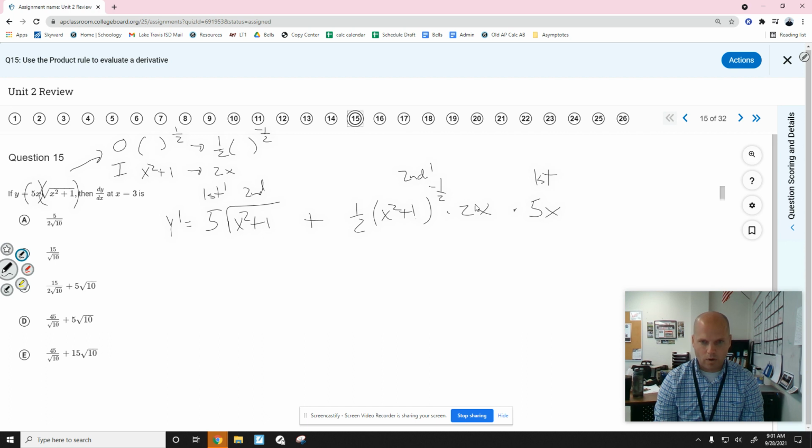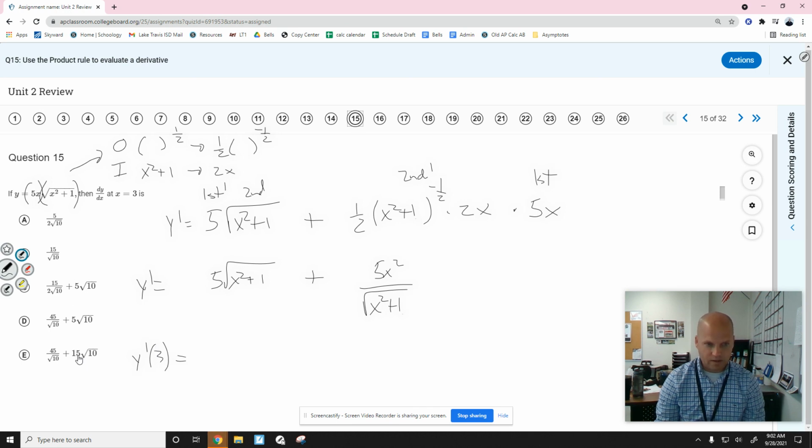Now you can multiply the 1/2, the 2, and the 5x together. And the 1/2 and the 2 is just 1. The 5 times x is 5x squared. You can move this to the denominator, turn that negative 1/2 into a positive 1/2, and maybe rewrite it as a square root if you're comfortable with that. And this is y prime, that's dy dx, and now we have to plug in 3.